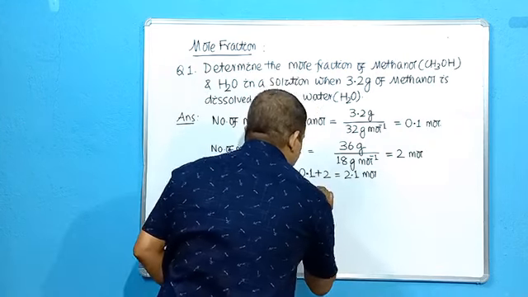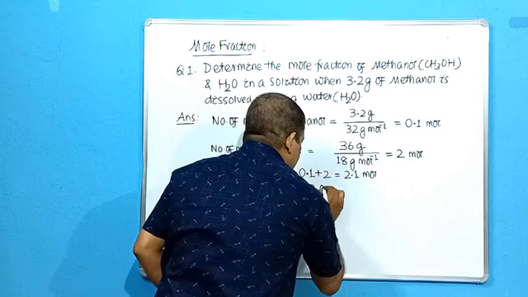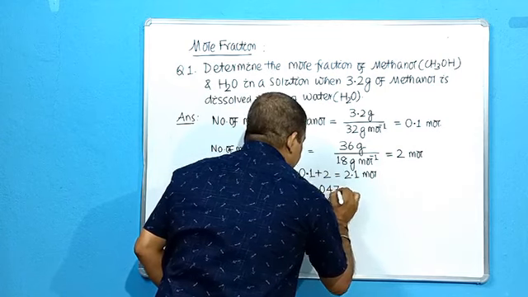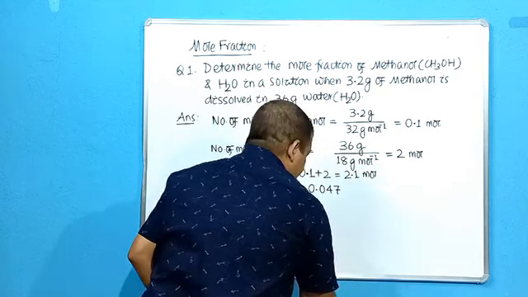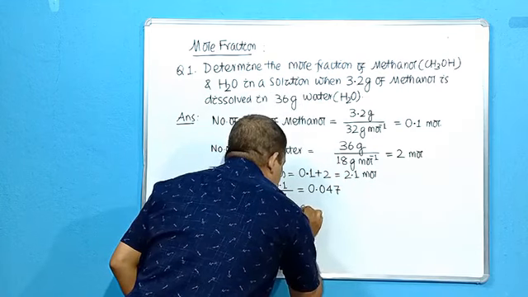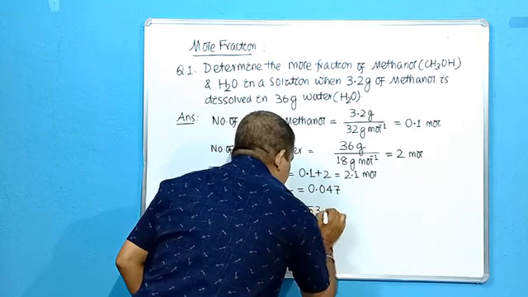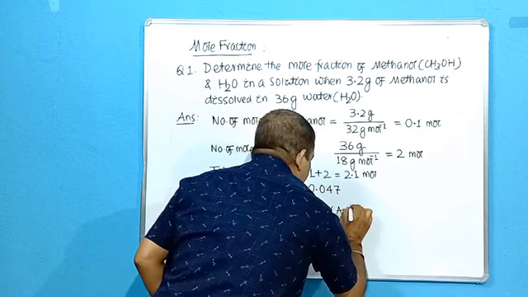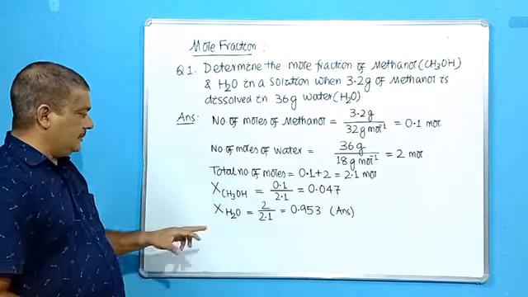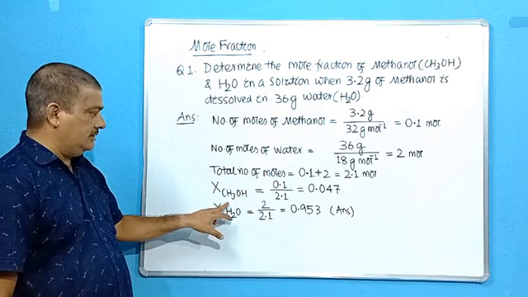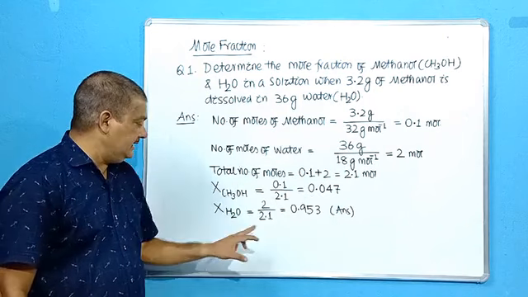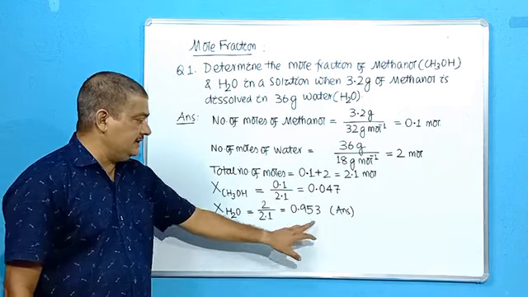Now 0.047, it will be 0.047, and for water it will be 0.953. So this is the answer. These are the mole fractions of the given components. Methanol is 0.047, then water is 0.953.